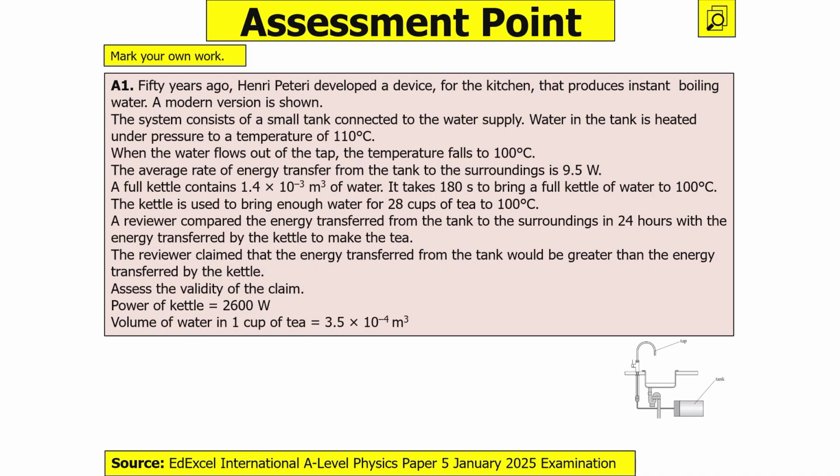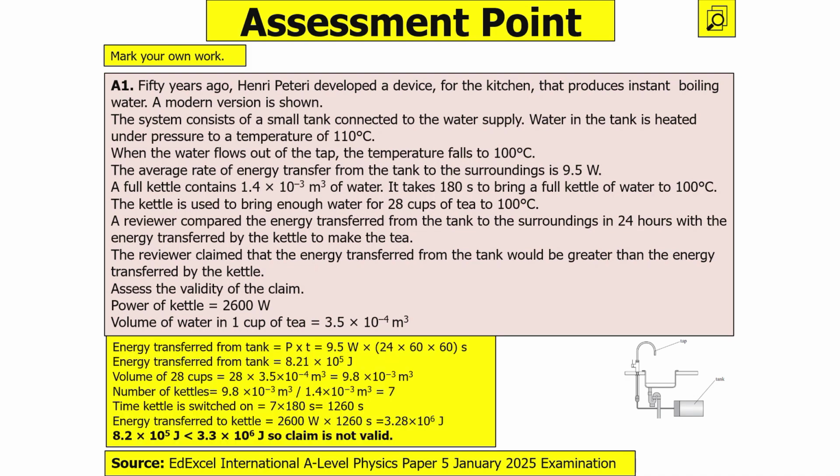Right, in answering this question, we can work out the energy transferred from the tank, which we know is P times T. So from the information given, and we're told that's in 24 hours, so we convert our hours into seconds, we get our answer to be 8.21 times 10 to the 5 joules. Now we can also then work out the volume needed for 28 cups of tea. So it's 28 times 3.5 times 10 to the minus 4. So it's 9.8 times 10 to the minus 3 meters cubed.